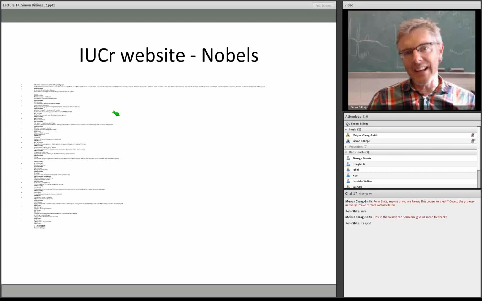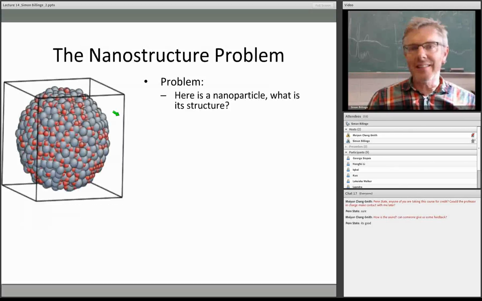Okay, so that's great. We know how to get the structure of materials, job done, right? Okay, but now we're interested in nanomaterials. There's a nano revolution going on, as we know. So actually, it's a different problem that we want to solve. It's not a crystal structure problem, it's a nanostructure problem. So the problem is very similar to the crystal structure problem. You're a chemist, you've made something, but now what you've made is a nanoparticle. But you still want to know its structure, you still want to know where the atoms are.